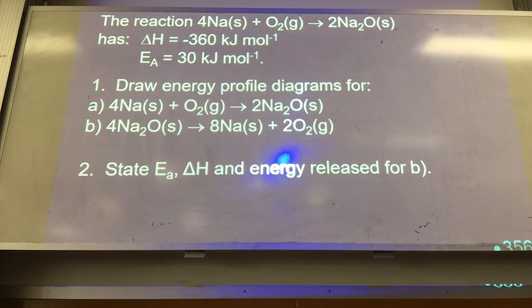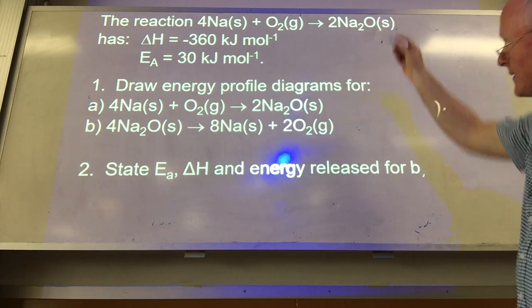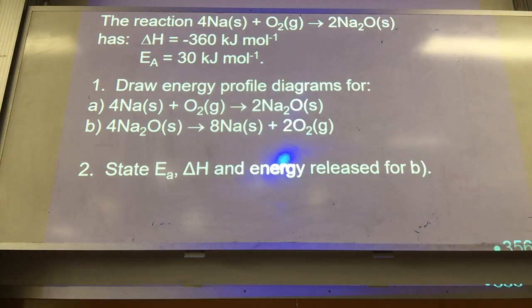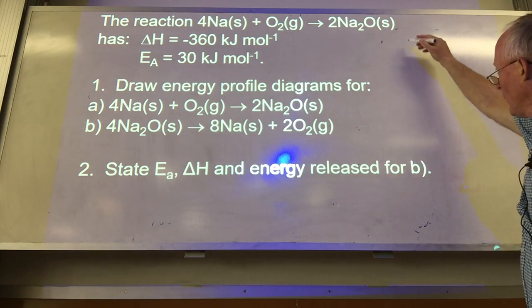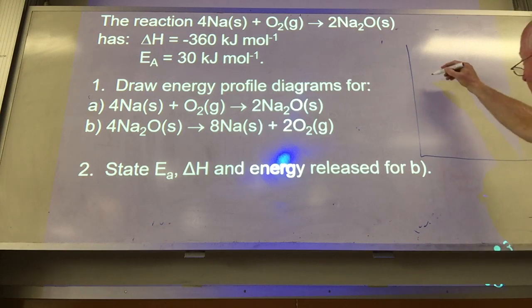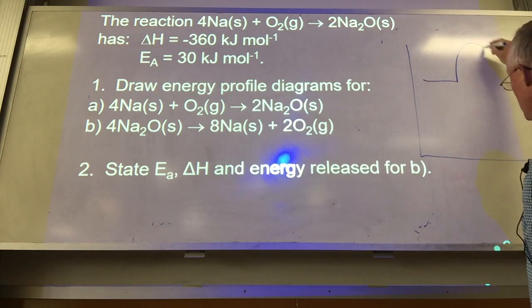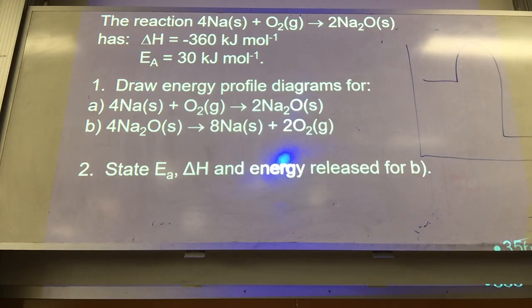Okay, so let's go over the answers to the first set of rates questions, the energy profile diagrams. Now, the first one we see is exactly the same as it is written in the question. So we're given delta H, negative 360. So the first thing we know is it's exothermic. So I'm going to draw an exothermic shape energy profile diagram with the products below the reactants.